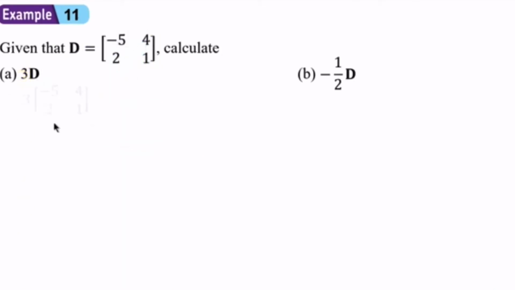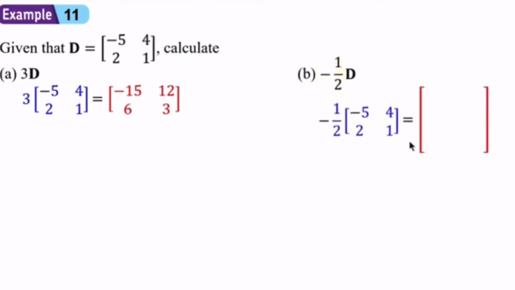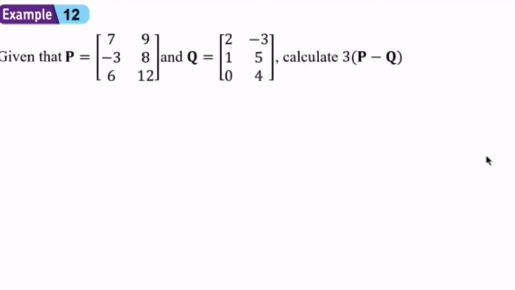Now I would like to proceed to another subtopic, which is multiplication of the matrix by a number. Let's say we multiply by 3, so for every element you need to multiply by 3. If we multiply by negative half, that means every element we have to multiply by negative half. So we have 5 over 2, we have negative half times 4, which is negative 2. We have negative half times 2, negative 1. We have negative half times 1.